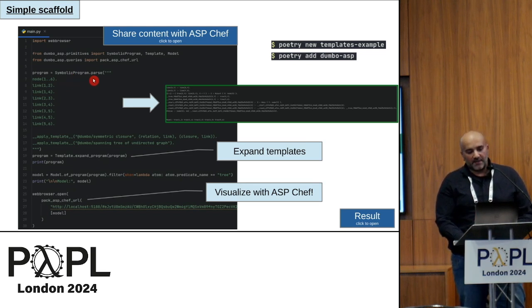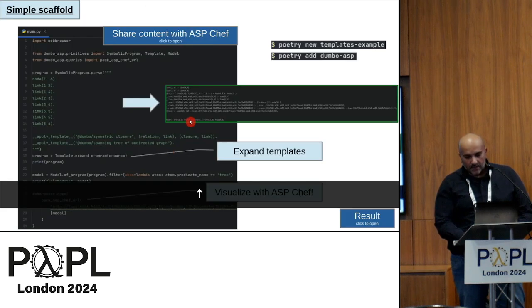So if you want to parse a program, you use this factory method, symbolic program parse. You get the program in this variable. Then if the program contains templates or applications of templates, you can also define a template here. Then you call template expand program, and you get a new program that is the expanded version. After that, if you want to compute the model of the program, you use a factory method of the model class. If you want, you can filter with functional programming. Then, for example, you can print it in there.